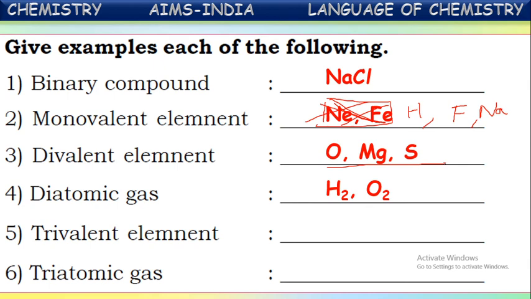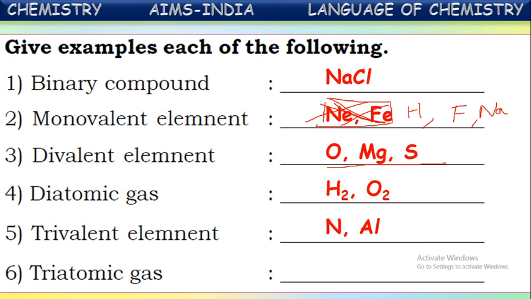Next, trivalent element. Trivalent element means element with valency 3. Any elements are there like that? Yes, there are some. Nitrogen, aluminium, these elements are having valency 3. So these are called trivalent elements.